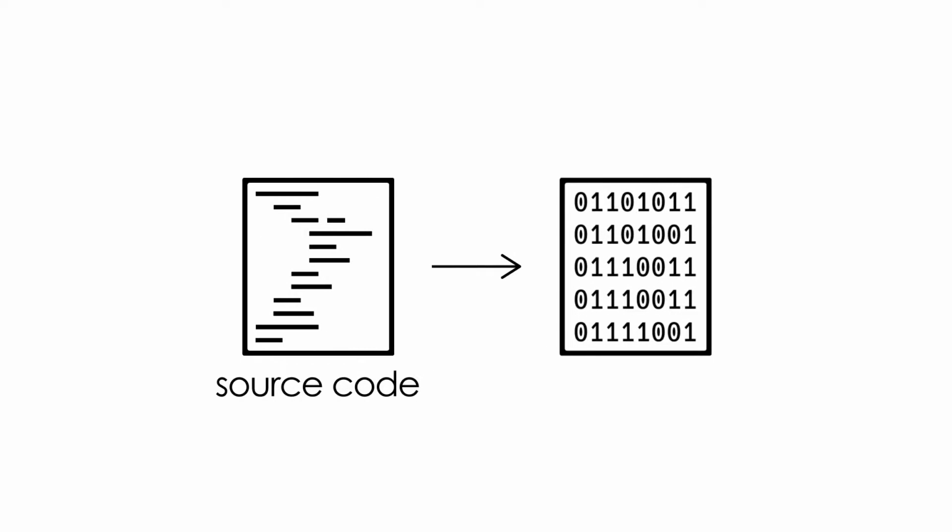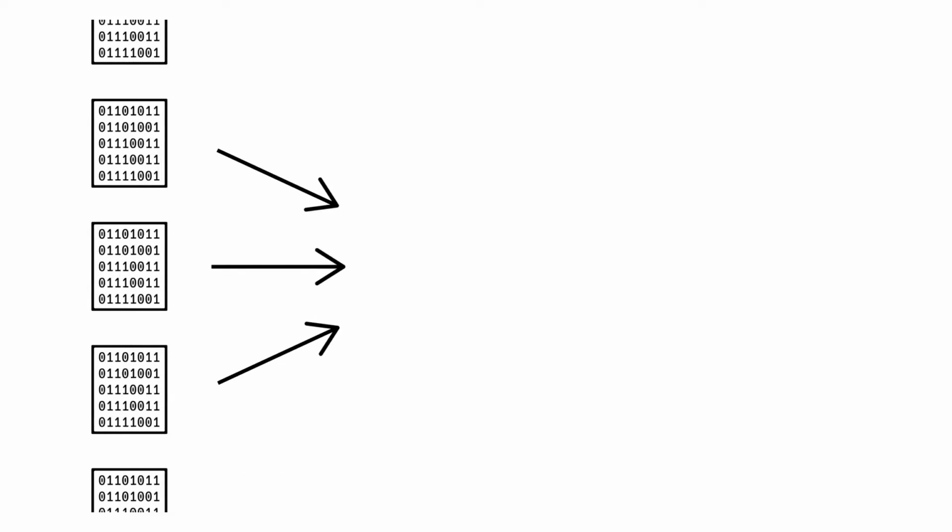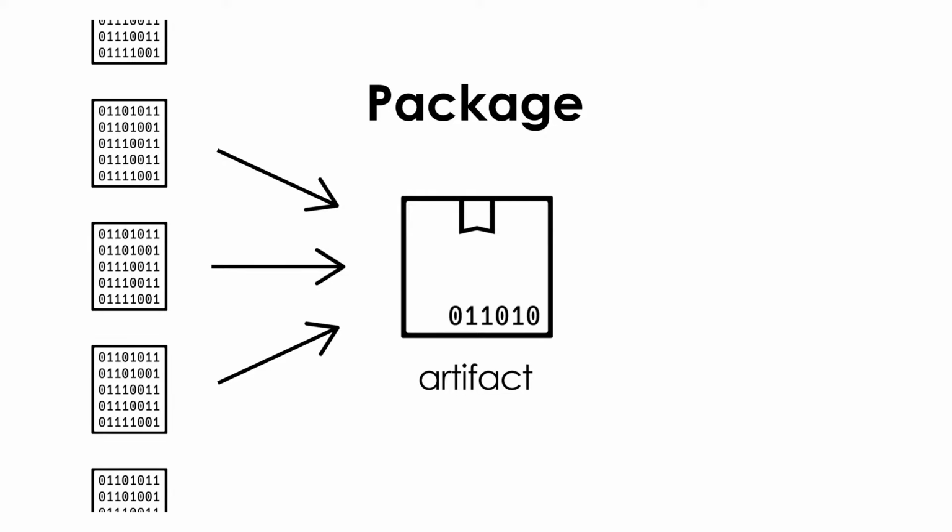We start from the source code. The first step is to convert it into a machine-readable format called binary. This step is often referred to as building. An application is made of thousands of source files that are built into thousands of binary files. Handling independent files is complicated, therefore binary files are packaged into a single file called an artifact.